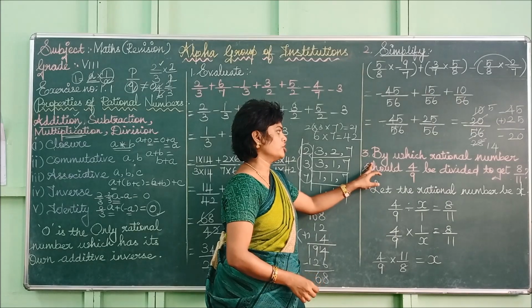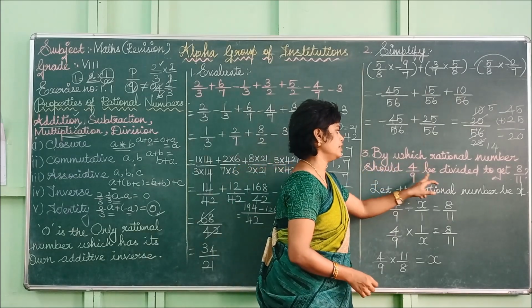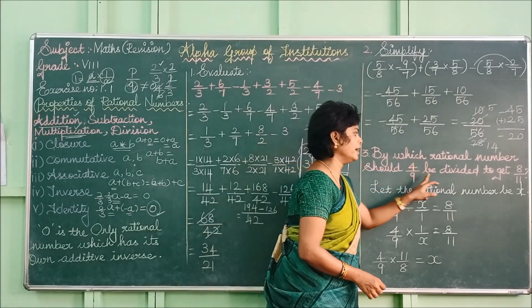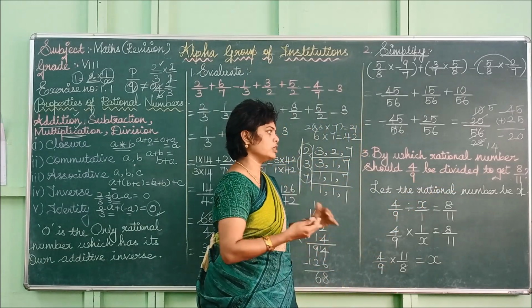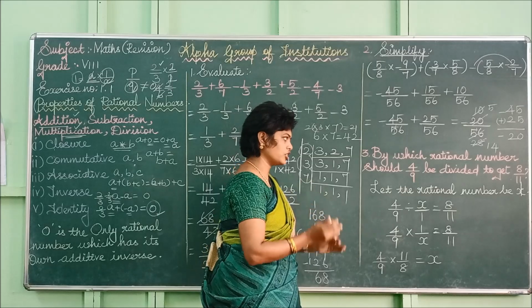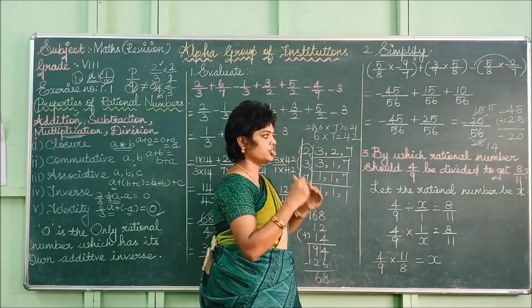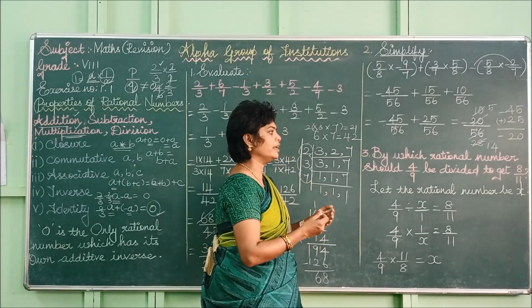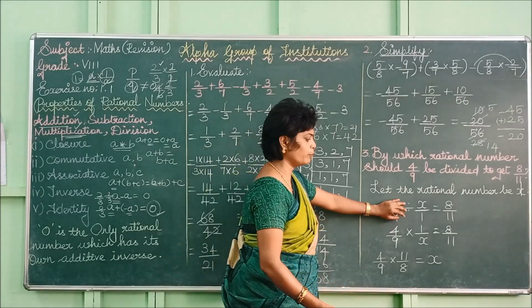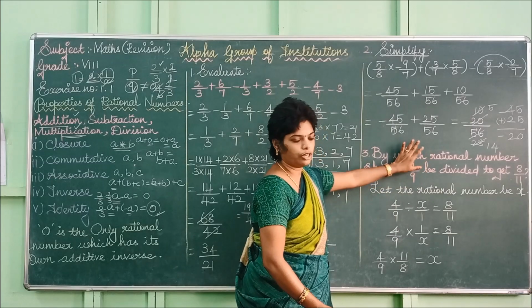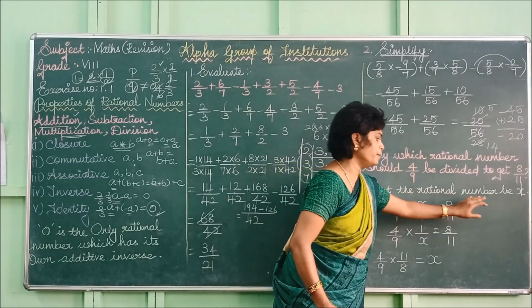So look at the next question. By which rational number should 4 by 9 be divided to get 8 by 11? So look at the question once again. By which rational number should 4 by 9 be divided? So you can take 4 by 9 first. The rational number we don't know. Let the rational number be x.